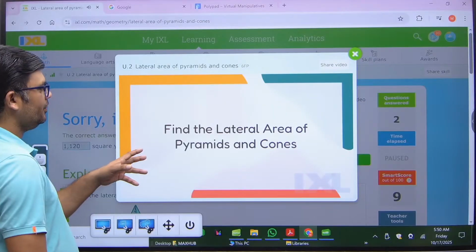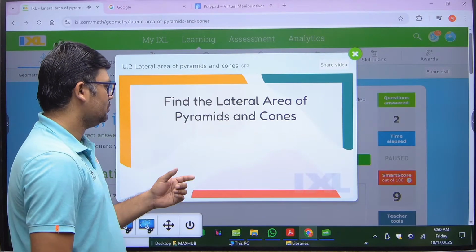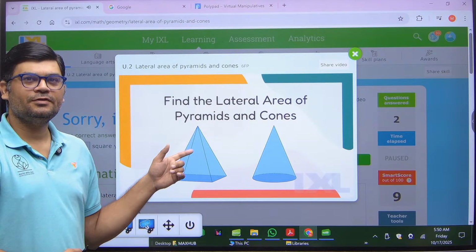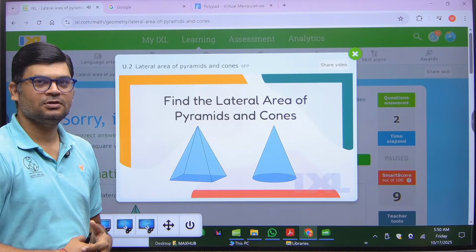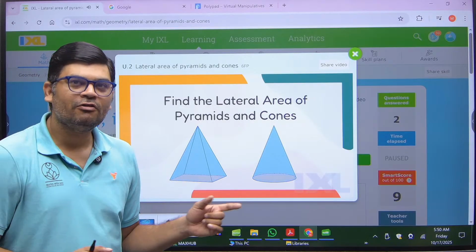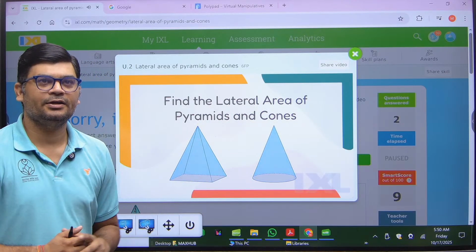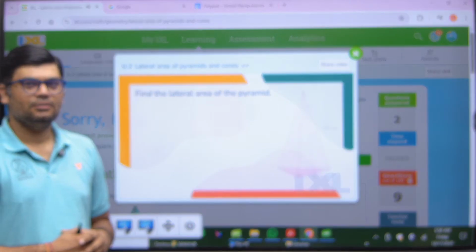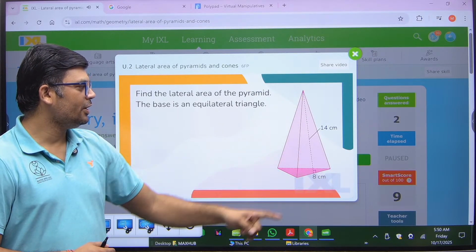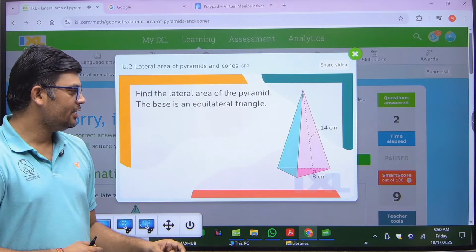So if you play the video, you will get all the formula in one place. So lateral surface area of pyramid and cones. Lateral surface area is always perimeter of base into slant height. You can see, so what is the slant height? 14. The base is 8.